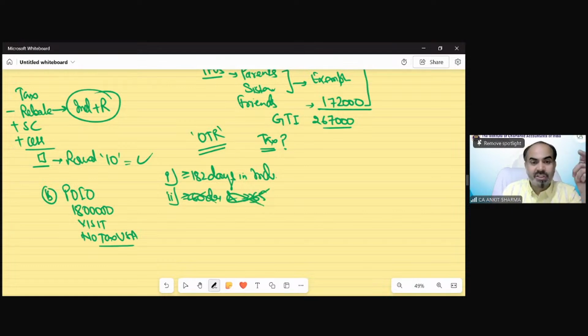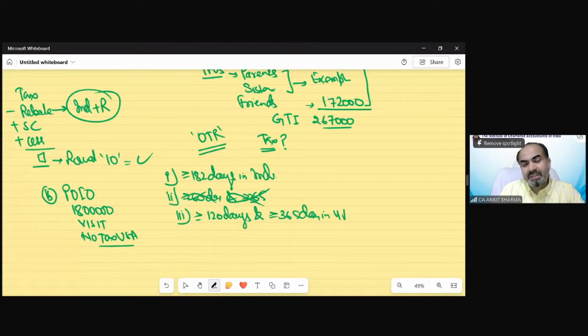But instead of this condition, a new condition would be applicable. For those having income more than 15 lakh, when a citizen or PIO comes to visit India, there would be a separate condition. If they are in India for 120 days or more and more than 365 days in the 4 preceding previous years, they would be regarded as resident. Again, she stayed in India for 177 days. This condition is fulfilled, but in the last 4 years, she was in India only 16 days. So this condition has not been fulfilled.